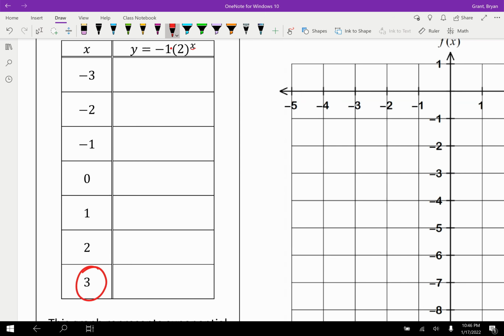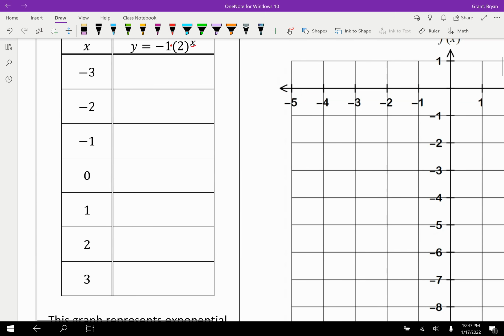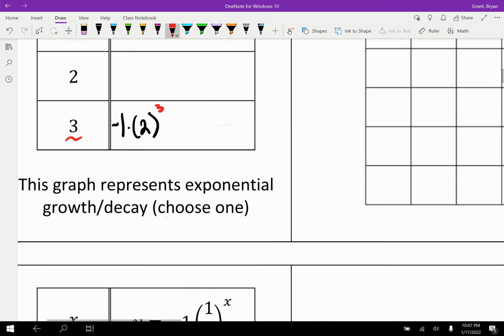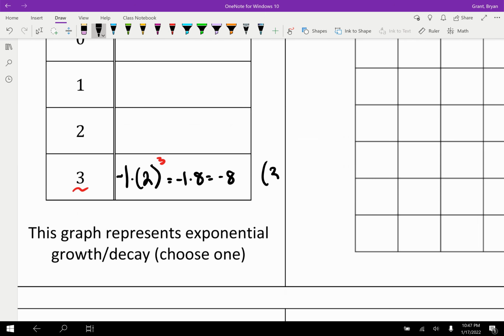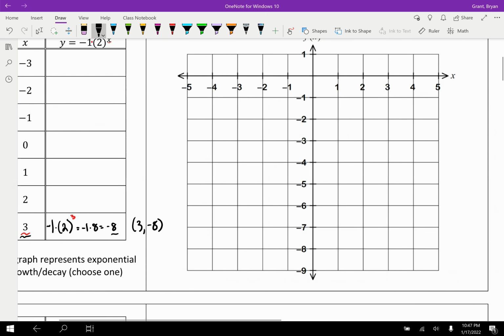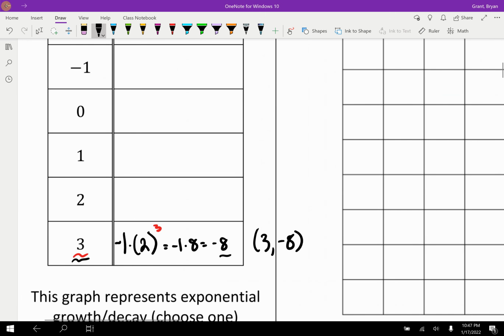I'm actually going to start with 3 and work my way backwards here just so we don't have to deal with negative exponents right away. So my y value here is going to be found by doing -1 times 2, and then here's my x to the 3rd power. PEMDAS says we do the exponent before the multiplication. We should know by now that 2 to the 3rd is 8, and -1 times 8 is -8. So this gives me the point 3, -8, right? There we go.